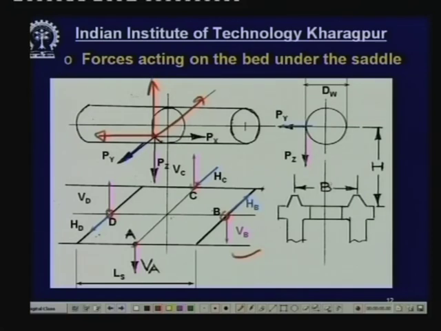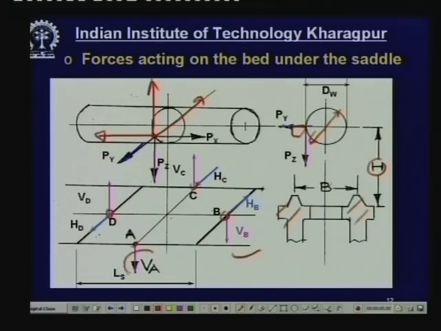Then what will happen? Now, if you see from the side, this is the workpiece and this is the cutting tool here. Because of that, Pz will act like this, Py and Px perpendicular to the plate. This is DW and this is the lathe bed of width B. This is the width B, this is the diameter of the workpiece DW, and the height of the center is H. Now, you have to determine the forces. How will you determine this?